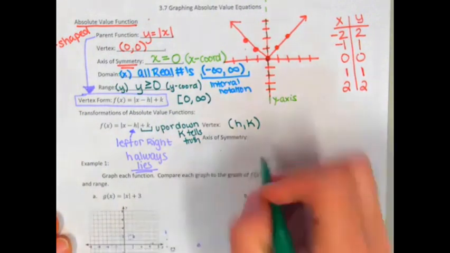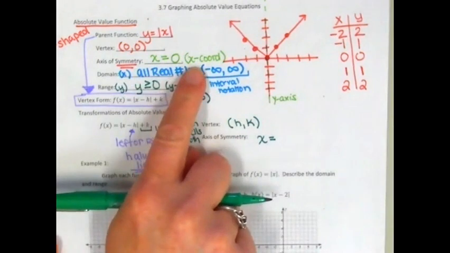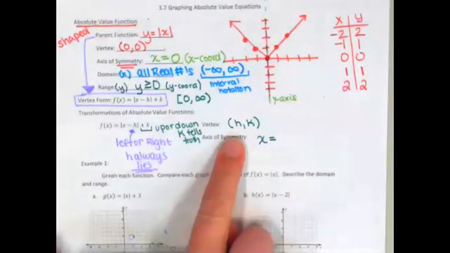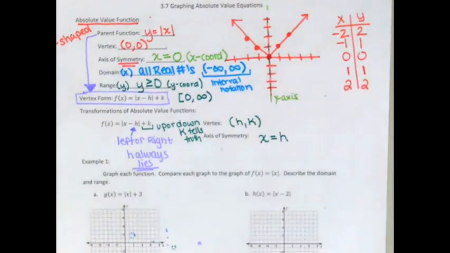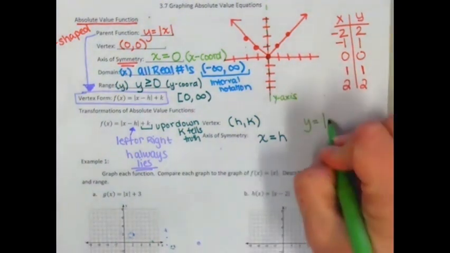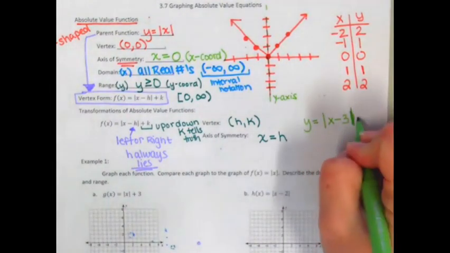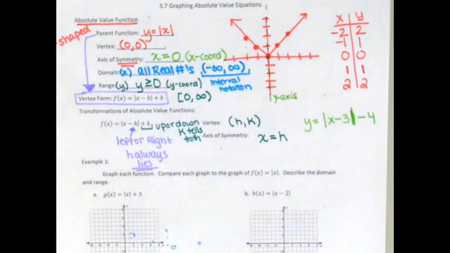And my axis of symmetry is X equals, and remember what I said? It was the X coordinate of my vertex. So what's the X coordinate of my vertex? H. Okay? So before we graph anything, I want to talk about this. Let's look at a problem like this. Y equals the absolute value of X minus 3, minus 4.